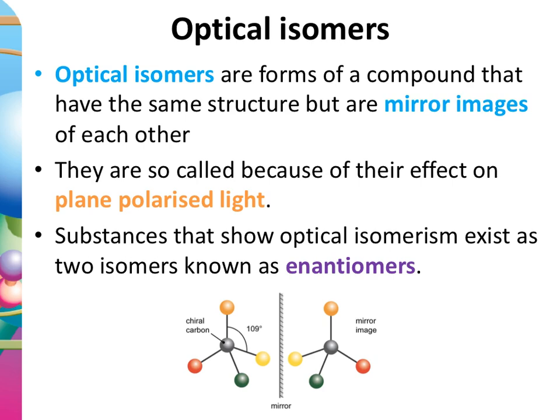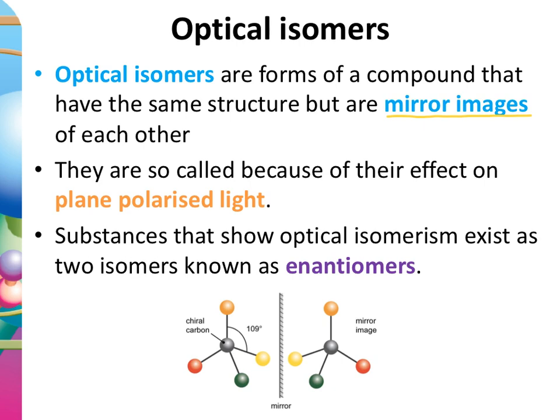So one of the things to say, though, is that we are looking at compounds that are going to exist in mirror image forms, or have the potential to exist in mirror image forms. All right, so these mirror images, that's very, very important. They're called optical because of their effect on plane polarized light. We're going to look shortly at what we mean by plane polarized light, and also what we mean by the effect. But it comes about because they have an effect on light, and that's why the term optical.